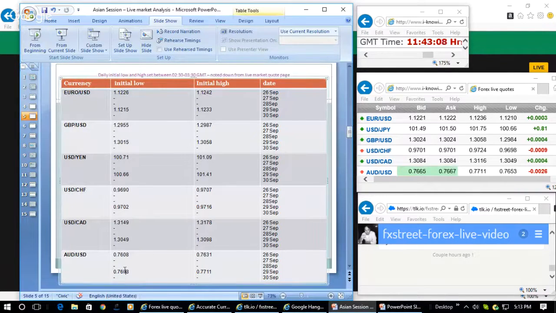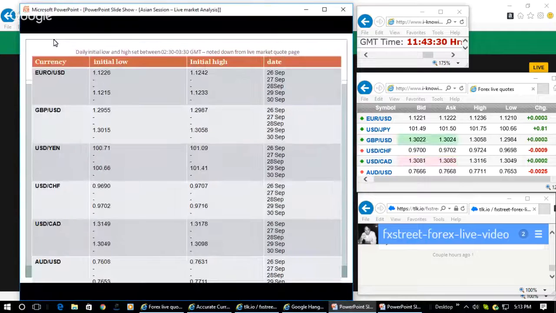Okay, 76.53 was the initial low, and 77.11 was the initial high, and they are simply holding between the low and the high without breaching the levels. So here it indicates that in the case of Australian dollar, they have not breached the low or the high, but in the case of Canadian dollar, they went above the initial high and came down.